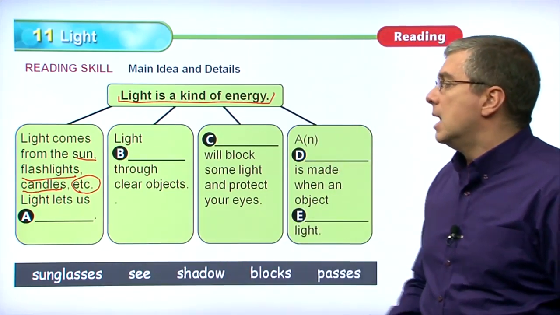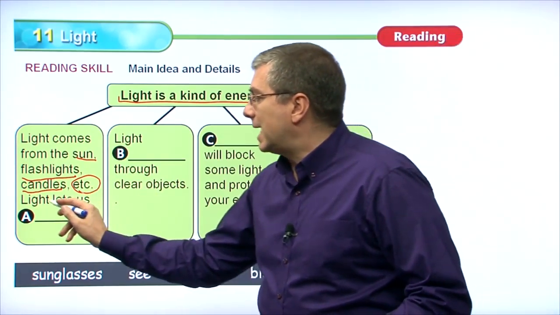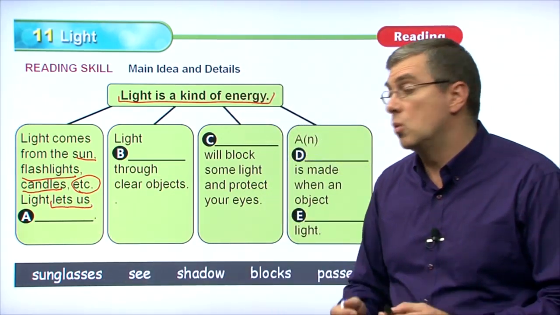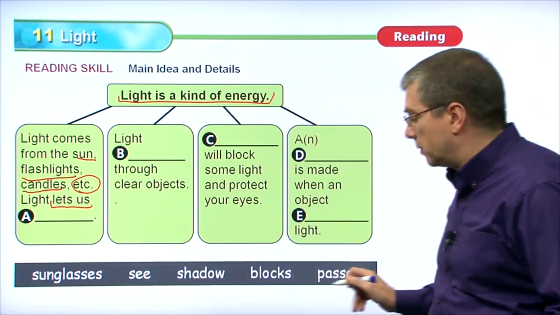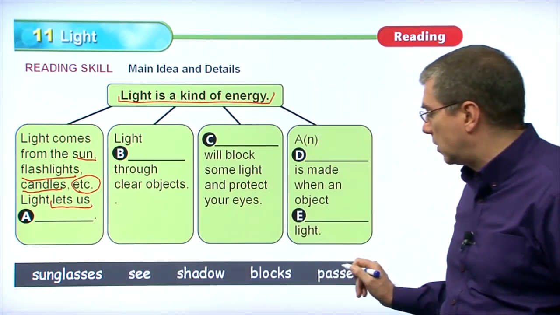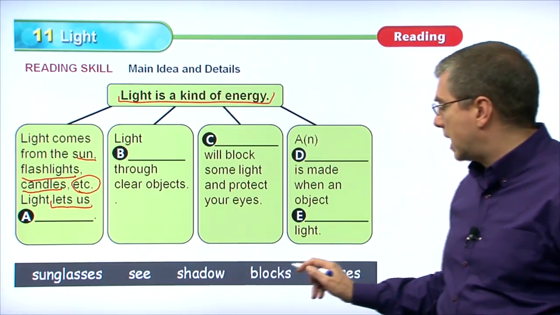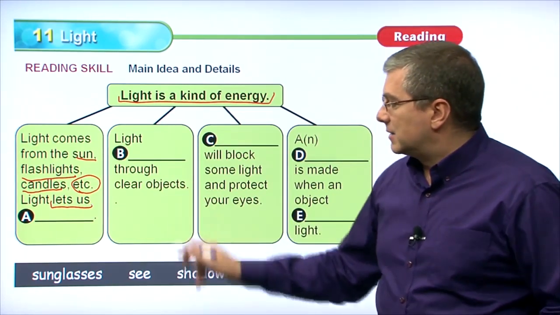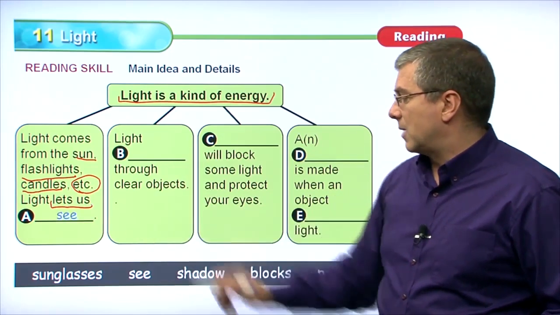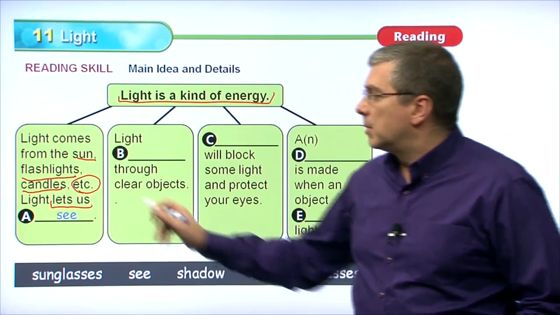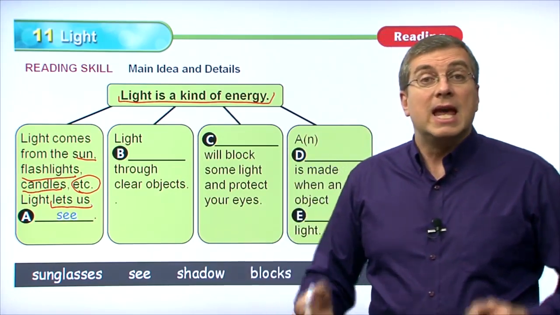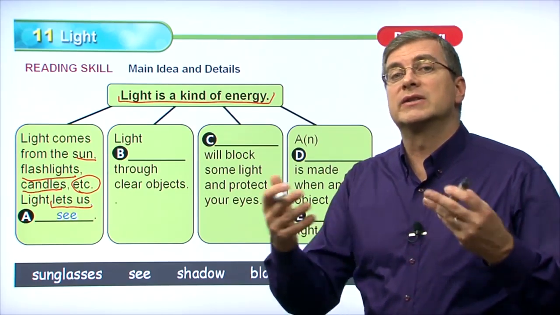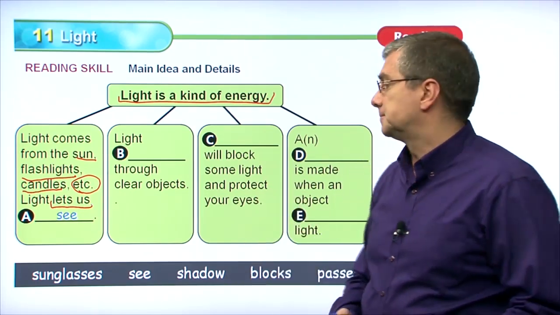Light lets us do what? Lets us. It allows us. It makes it possible to do what? Which of these words down here is a verb? Of course, see, blocks, and passes are all verbs, but we need one of them. Light lets us see, that would be correct, not blocks or passes. If we don't have light, we can't see. So light allows us, lets us see.